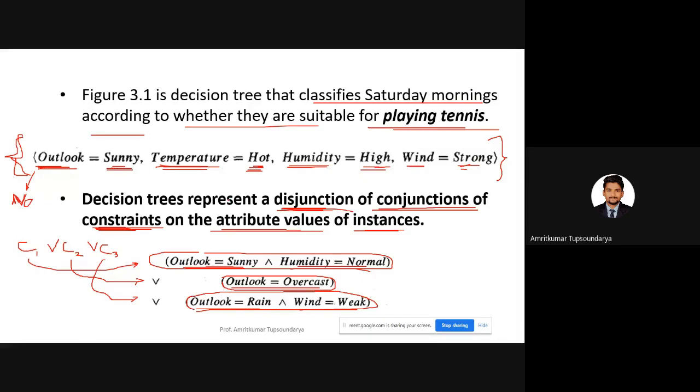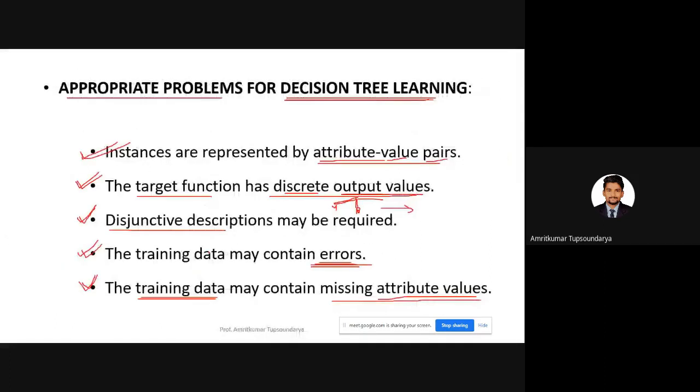Then we saw the definition of the decision tree representation, what it actually does. The decision tree represents a disjunction of conjunctions of constraints on the attribute values of instances. Just to give a format, a simple representation, it looks like this, right? So that's all we looked at in today's lecture: a few of the problems and how they can fall into the category of decision tree methods having these characteristics.